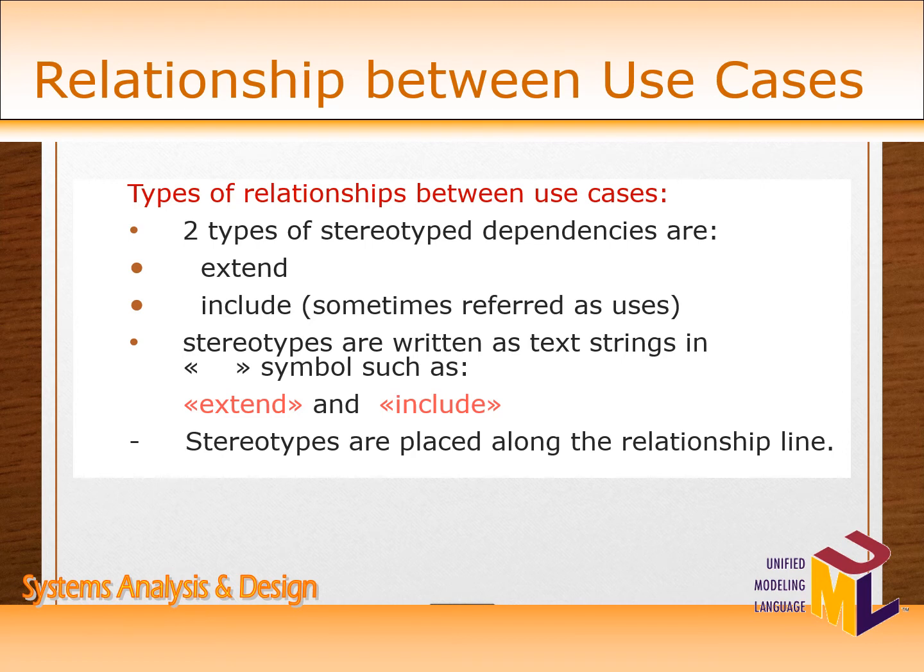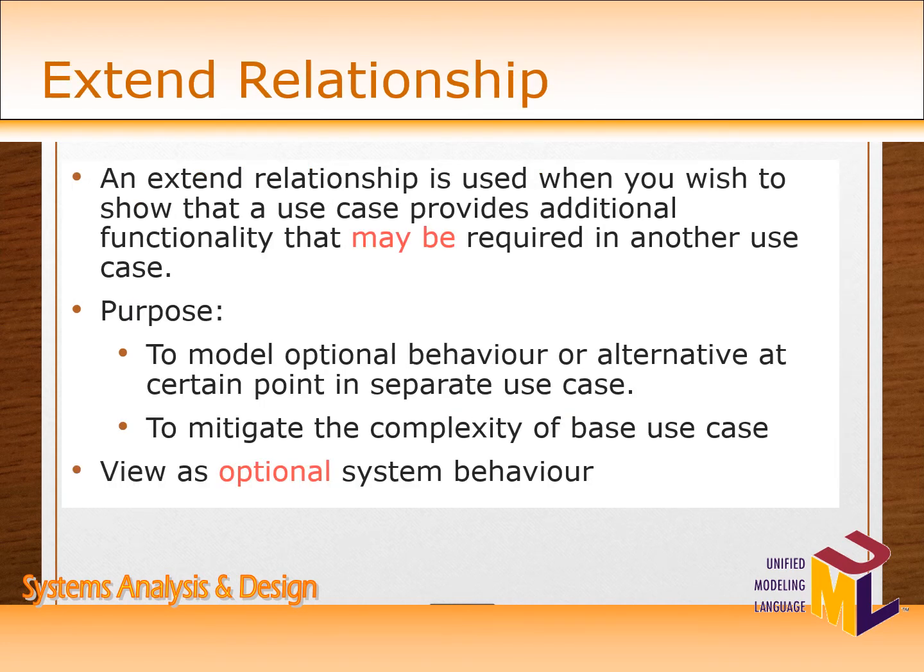There are basically two types. One is extend, another one is include. This is how you label it. Okay, extend is a relationship in which you wish to show that a use case provides additional functionality that may be required in another use case, right? You are basically providing an option. It's not compulsory. It is only an option.